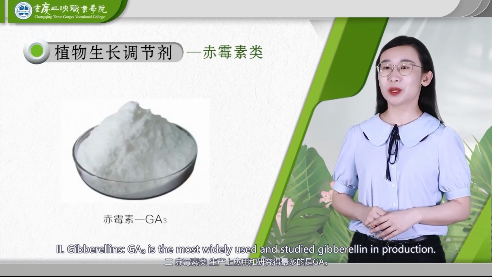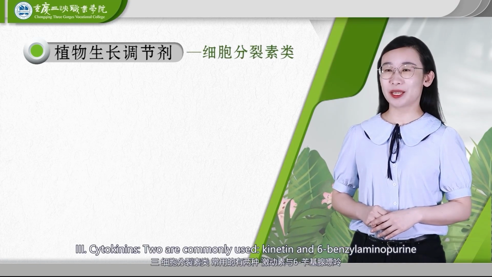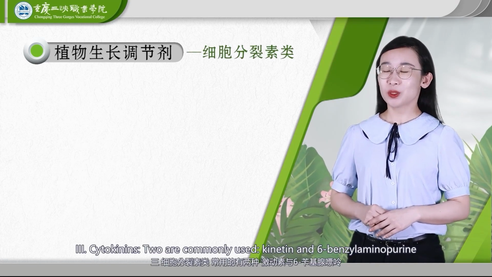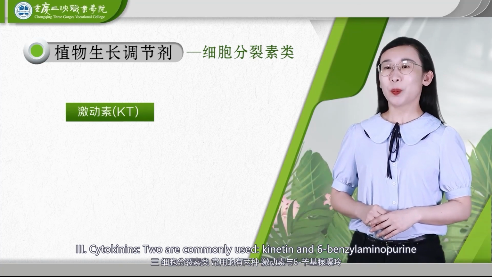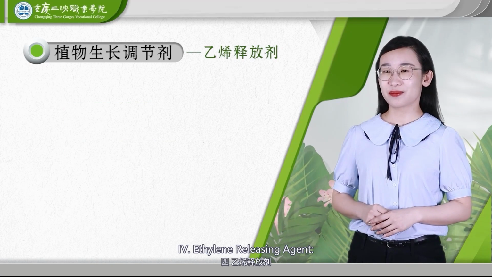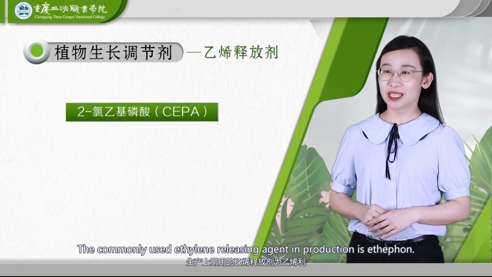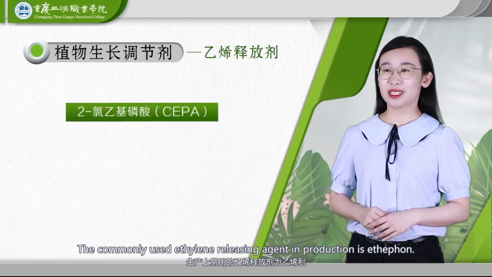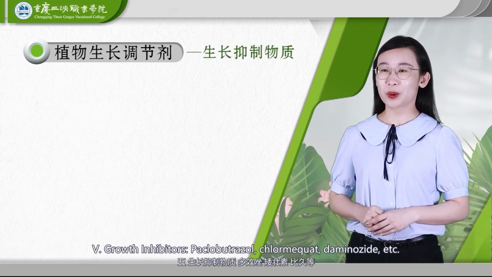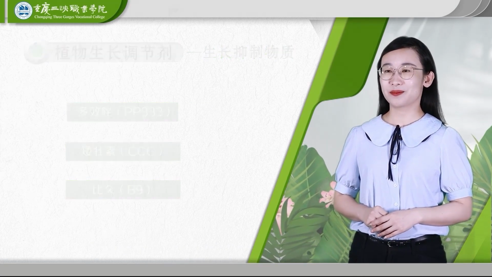GA3 is the most widely used and studied gibberellin in production. 3. Cytokinins. Two are commonly used, kinetin and 6-benzylaminopurine. 4. Ethylene-releasing agent. The commonly used ethylene-releasing agent in production is ethephon. 5. Growth inhibitors, paclobutrazol, chlormequat, daminozide, etc.